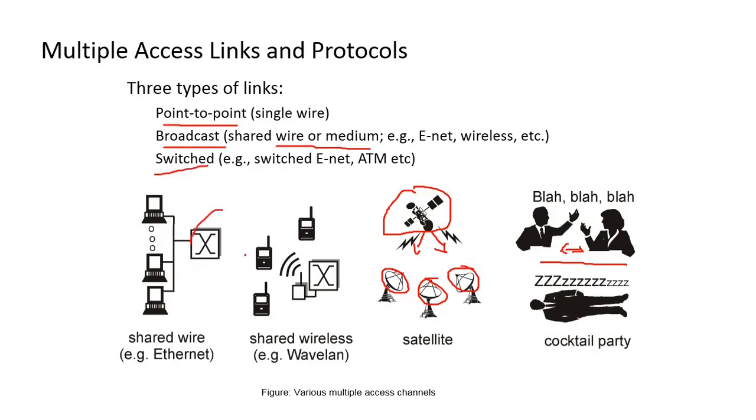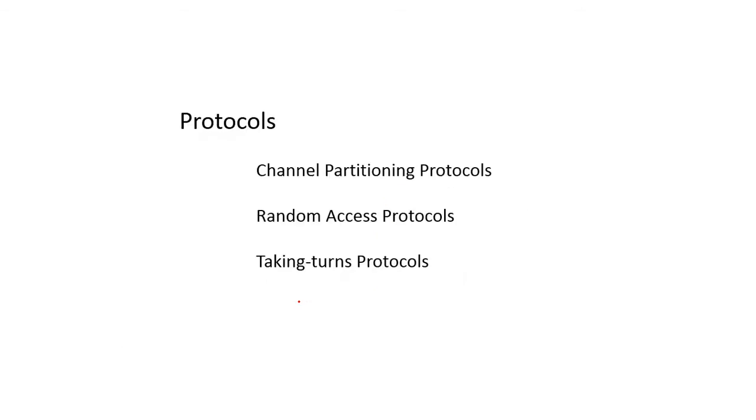In that case, switches are used for the communication, like we have discussed local area networks. So these are the various examples. We have discussed many categories of network like LAN, MAN and WAN. Now during these communications, why is there a requirement of access control? There are three protocols: channel partitioning protocols, random access protocols, and taking turns protocols.